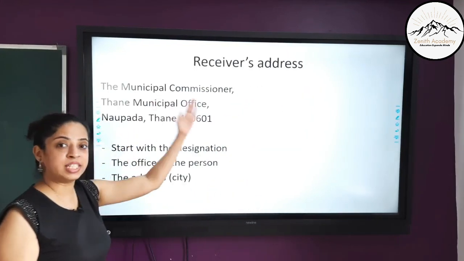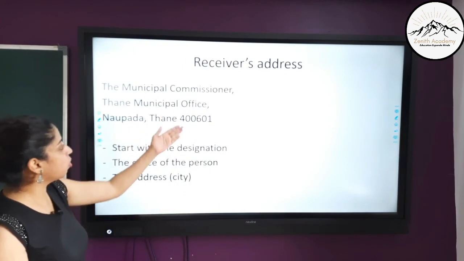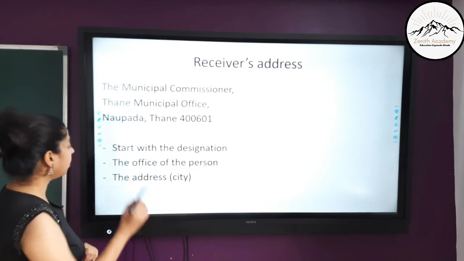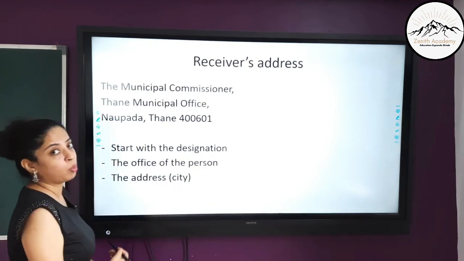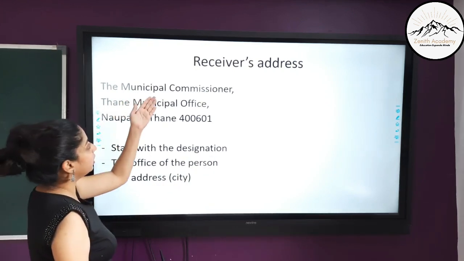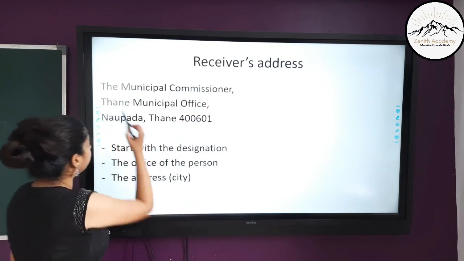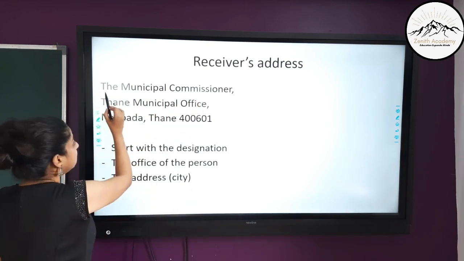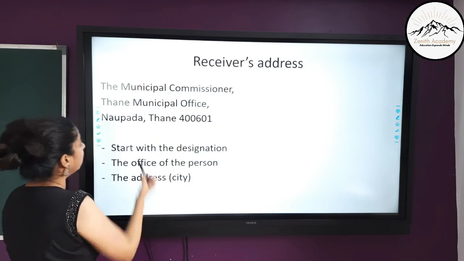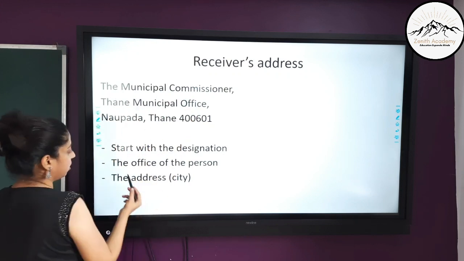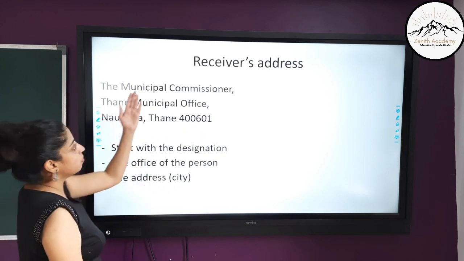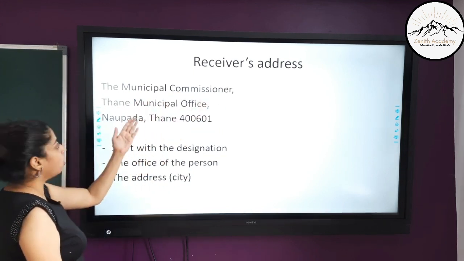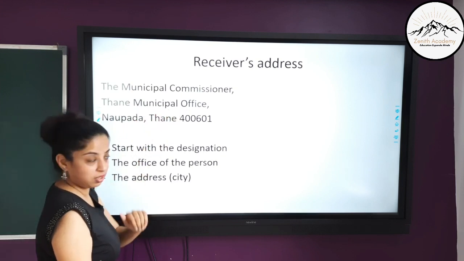Next, coming on to the receiver's address. This also should be 3 lines. You should always start with the designation of the person you are writing the formal letter to. Here you are writing to the municipal commissioner, so you will write the Municipal Commissioner, and it has to be in capitals. The office of the person goes in the second line, so after the Municipal Commissioner you write the name of the office, Thane Municipal Office.